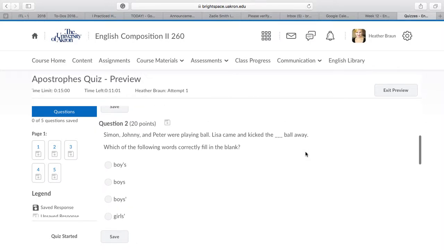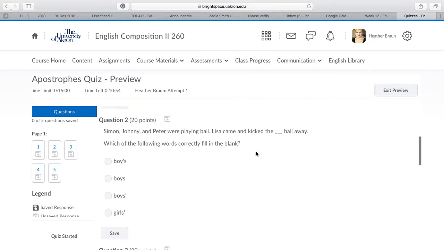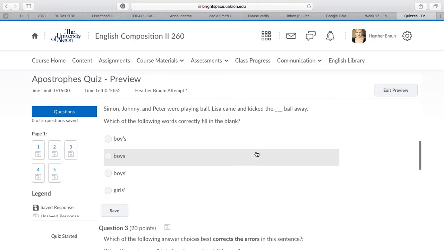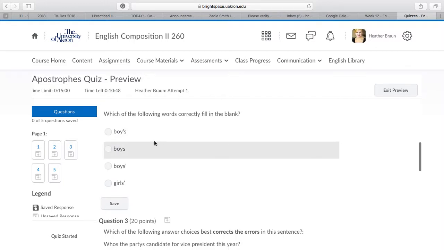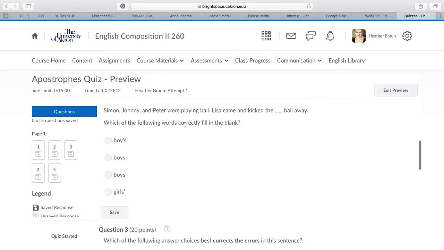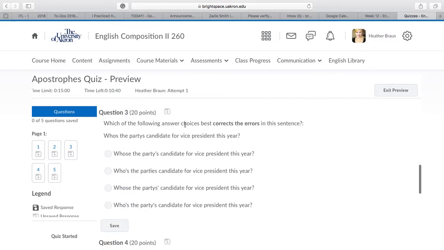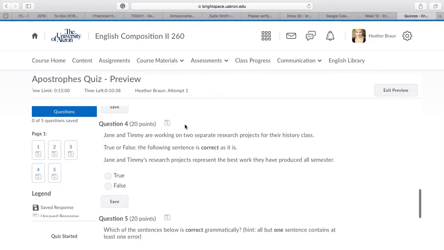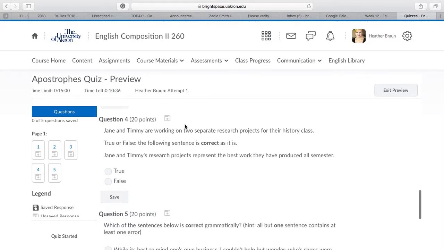Simon, Johnny, and Peter were playing ball. Lisa came and kicked the blank's ball away. Is the ball belonging to one of the boys or all of the boys? The apostrophe should indicate plural, boys plural rather than singular, since it doesn't say it was just one of theirs. The other question that seems to have caused some confusion, but there is an example in the handout.